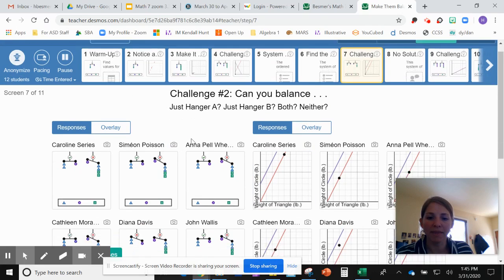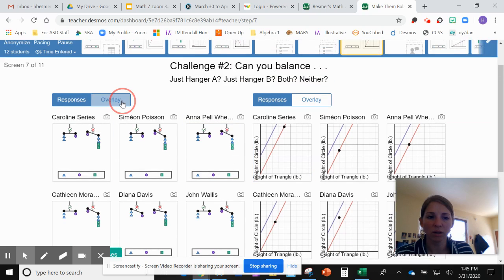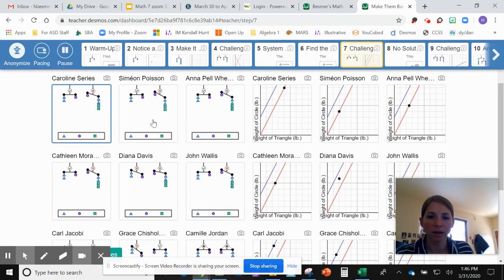Okay, this was interesting. Looking at a system here. Okay, let's just look here. So you'll notice that you've got both the hangers and a picture of the graph here. You could see what the equations look like on a graph. And a lot of people were trying different things. They could get one to balance out, but then the next one wouldn't.